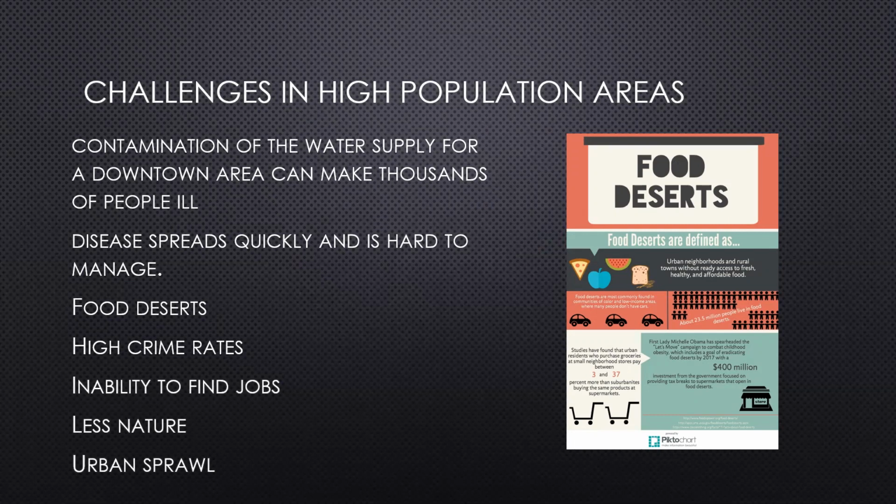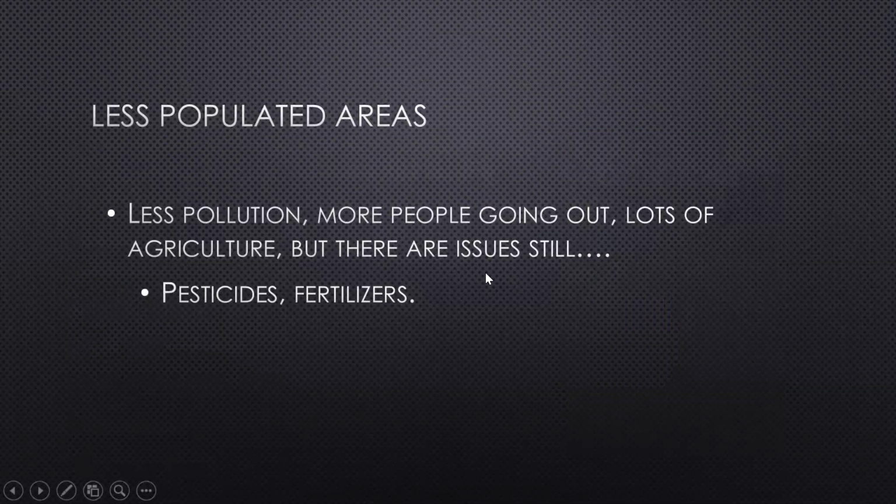There are going to be high crime rates. When you're living in a high population area, it may not be as easy to find jobs. There's less nature, and urban sprawl, with cities expanding. Less populated areas, on the other hand, have less pollution, more people going out, and lots of agriculture. There are still issues with agriculture though, like pesticides and bad fertilizers.